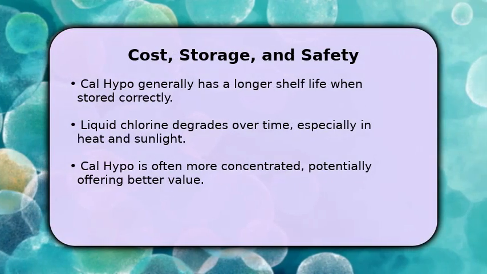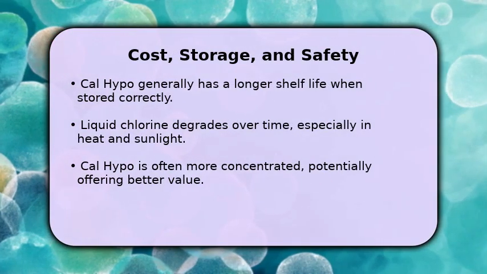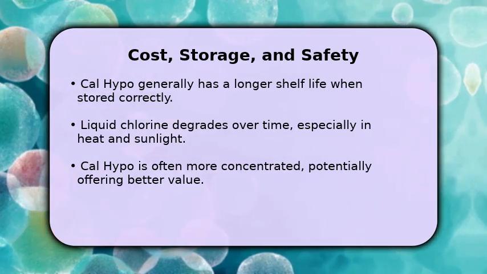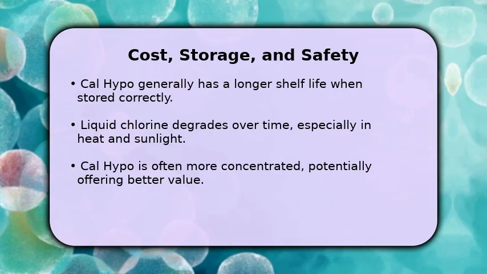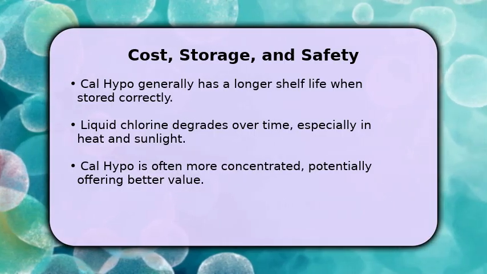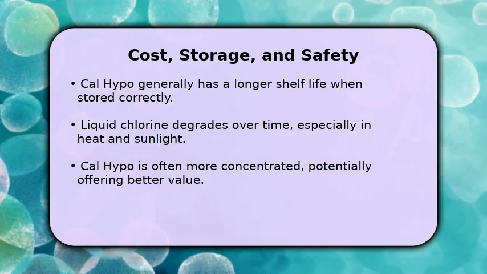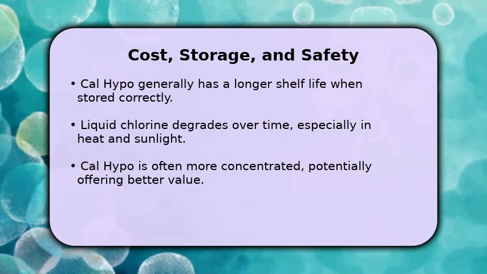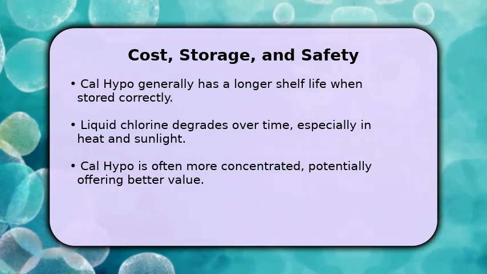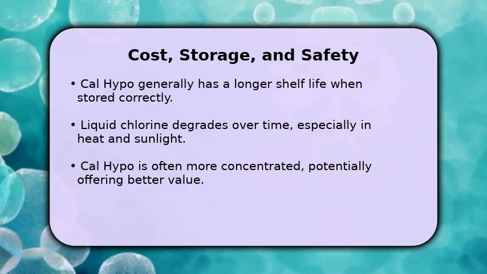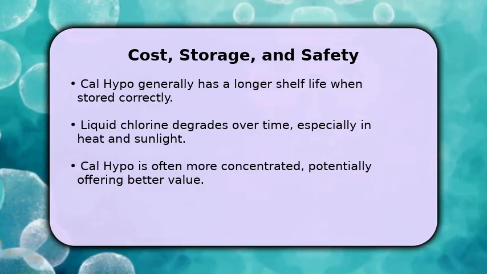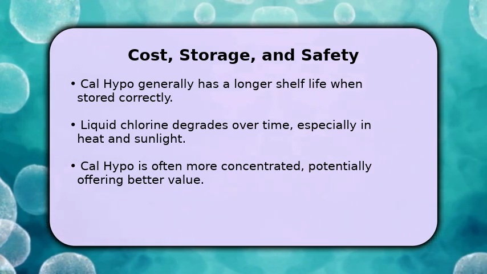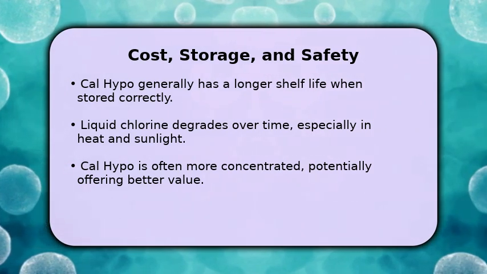Finally, let's consider cost, storage, and safety. Cal Hypo generally has a longer shelf life, maintaining its potency for extended periods when stored in a cool, dry place. Liquid chlorine, however, degrades more quickly, particularly when exposed to heat and sunlight. While Cal Hypo might seem more expensive upfront, its higher concentration can offer better value per pound of available chlorine. Remember, both chemicals are powerful and require appropriate safety gear, like gloves and eye protection, and good ventilation during handling.